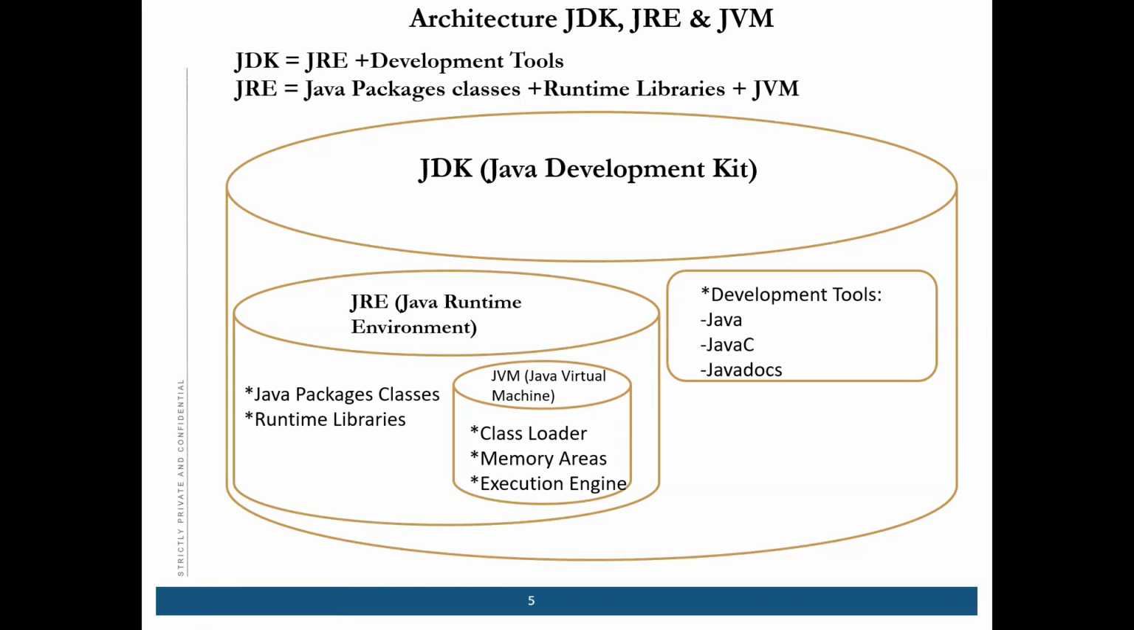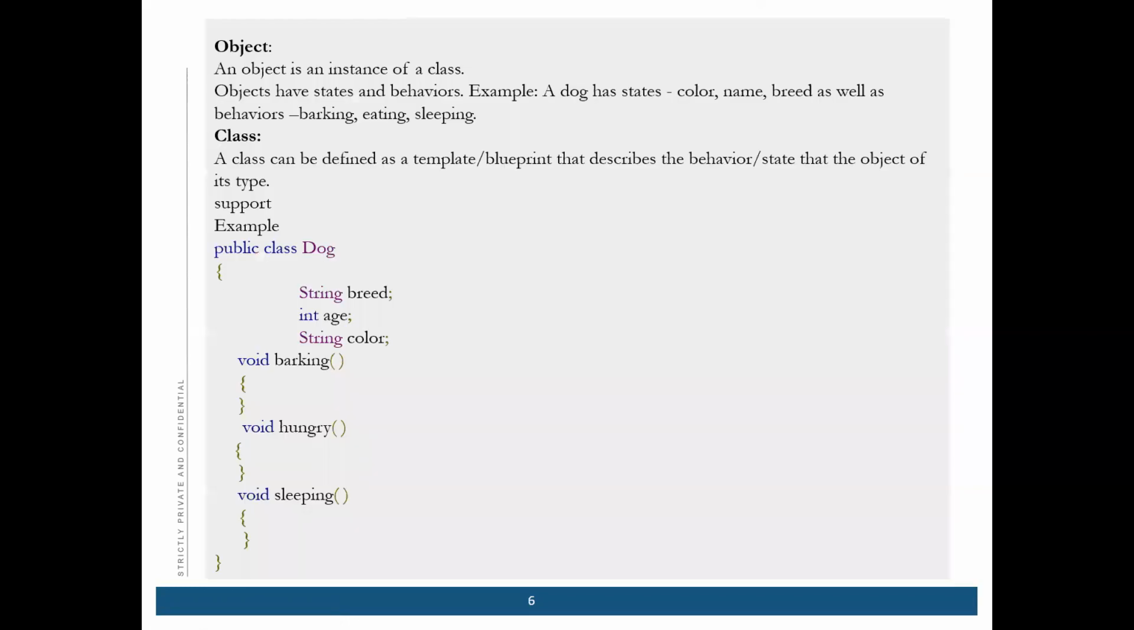Before running an application, or before learning any language, you should know how the architecture works for that particular language. It will be easy for you to understand. Now, as I said, Java follows the OOPS concept. In OOPS there are objects, classes, methods, inheritance and polymorphism. We will learn all of them slowly.